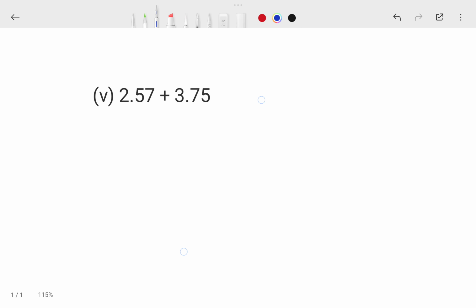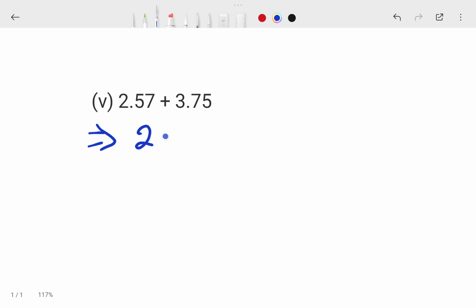Right, so let's talk about this question. This question I will also make clear to you. This is 0.57. Okay, now write the point here. After that point, what is it? 3, write the 3. After that, 75, write 75.